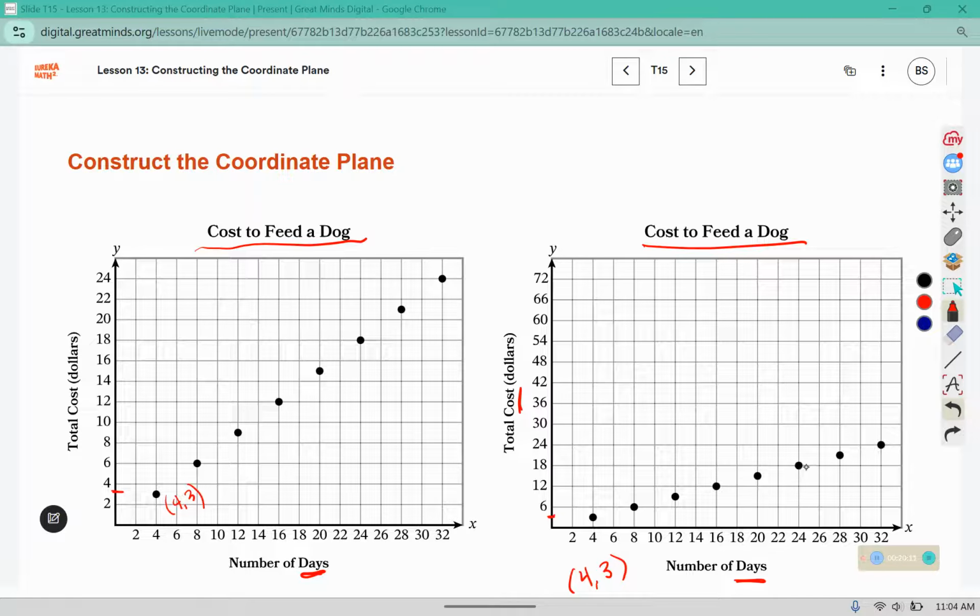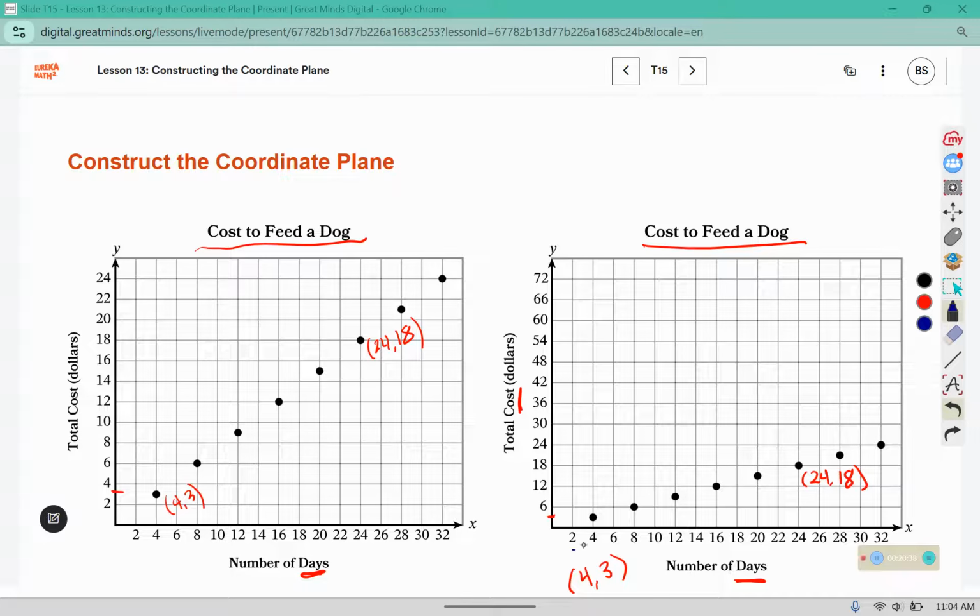For 24 days, it costs $18. Over here, 24 days, $18. So why does it look like it's cheaper to feed the dog in this graph than it does in this one? What's different about them?